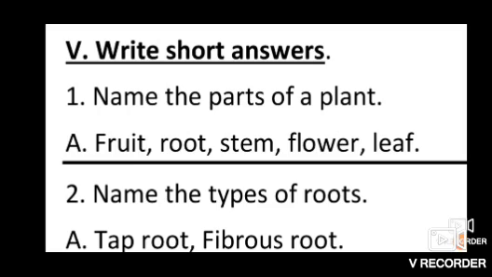Then next one, write short answers. Name the parts of the plant. What are the parts of the plant? Fruit, root, stem, flower, leaf. Name the types of roots. There are two types of roots. They are taproot and fibrous root. T-A-P, tap, fibrous, F-I-B-R-O-U-S, fibrous root.